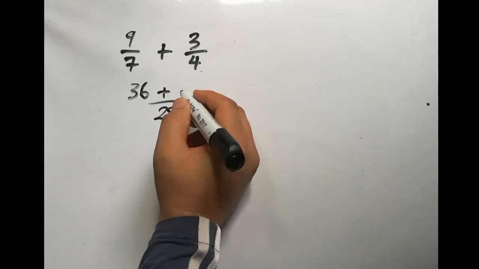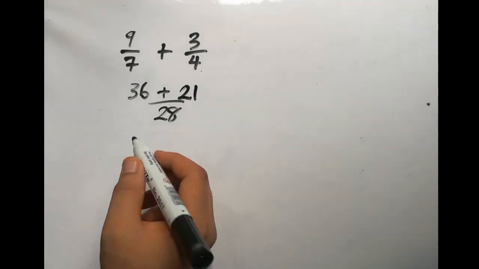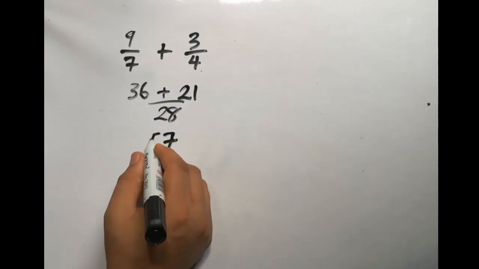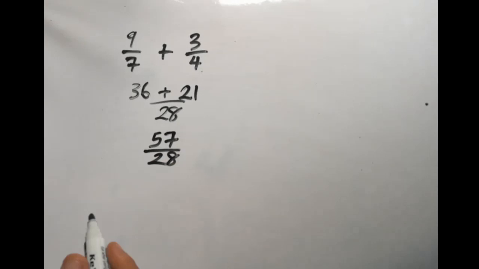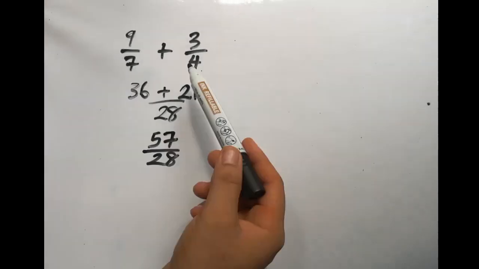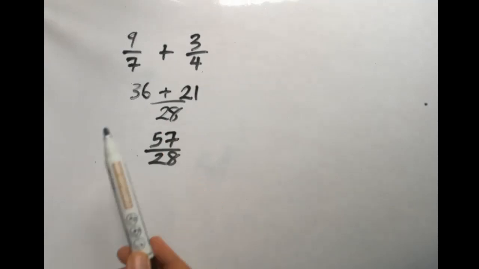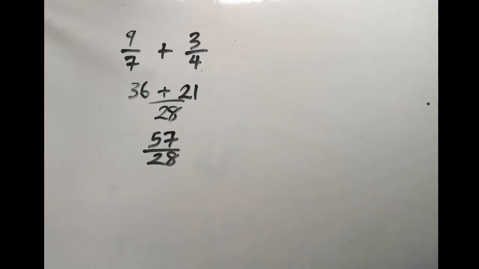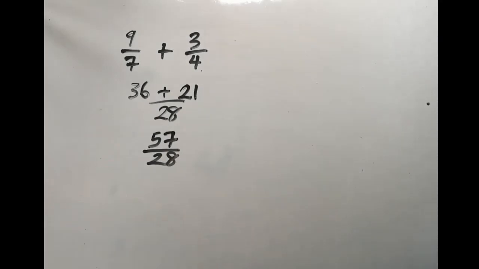7 times 3 will give you 21. 36 plus 21 will give you 57 over 28. That is the answer. If you choose to still look for the LCM of 7 and 4 and start solving the way we've done previously, you will still get the same answer. So this kind of denominators where both don't have much in common is called co-prime denominators. This is the simplest way to get the answer if you're adding fractions that have co-prime denominators.